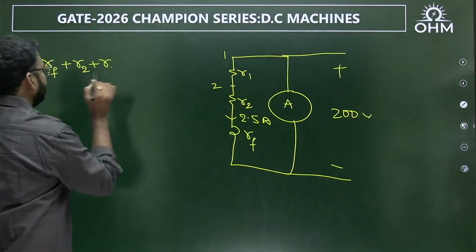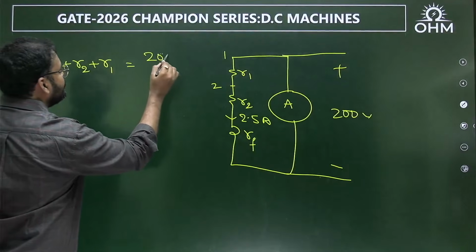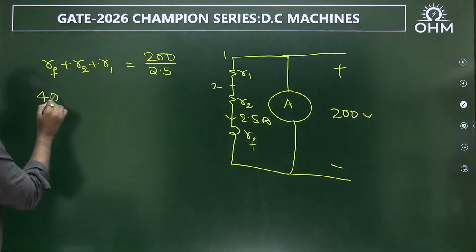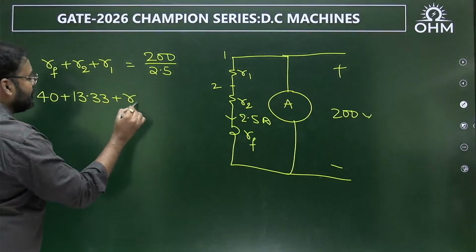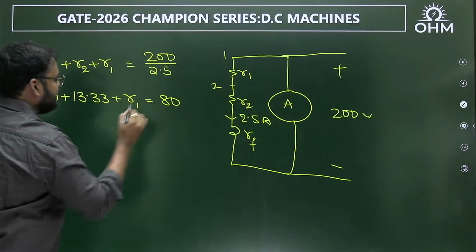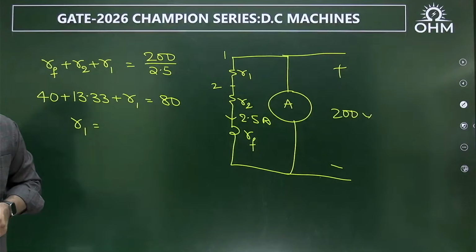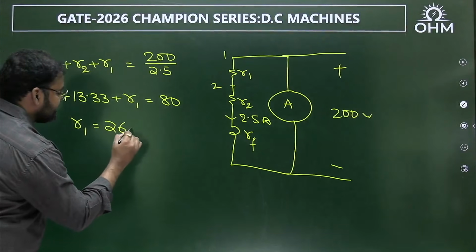Yes. RF plus R2 plus R1, is it equal to 200 by 2.5? In this, RF is already 40, R2 is already 13.33. I don't know what is R1. This is equal to 80. You can find out R1 value. So how much? 80 minus 40 minus 13.33. 26.67 ohm.